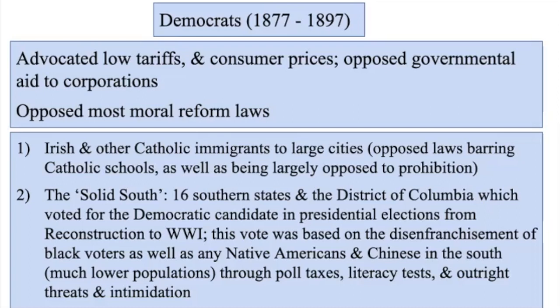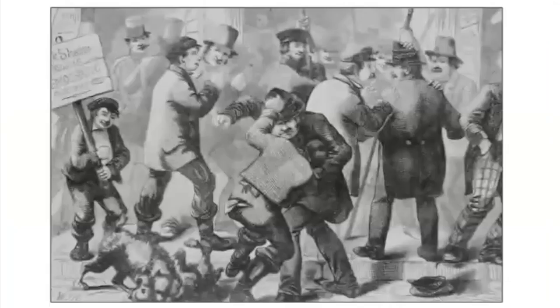This vote was based on the disenfranchisement of Black voters, as well as any Native Americans and Chinese in the South, although those were much lower populations. And they disenfranchised Black voters, as you know, or non-white voters, through poll taxes, literacy tests, and outright threats and intimidation. Elections did not look like they do now.